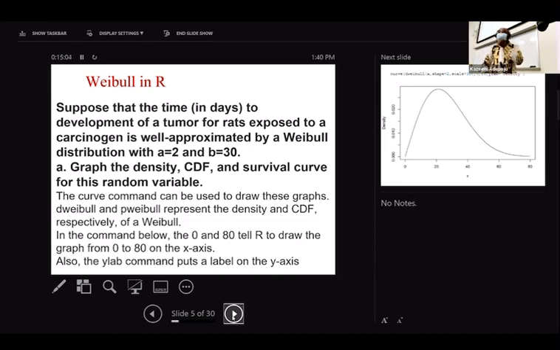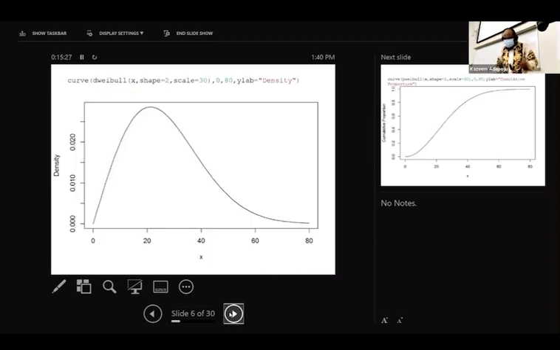Now graph the density, the CDF, and the survival curve for this random variable. They want you to use a range from 0 to 80. So maybe we're talking about the age, the time to development of a tumor.